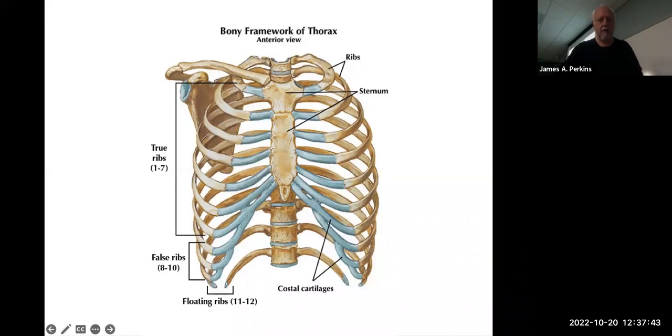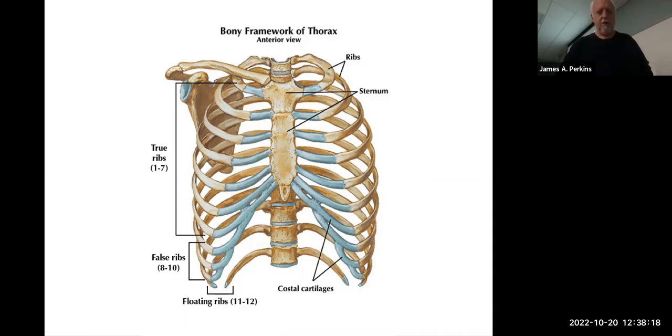So the 8th costal cartilage does not go all the way to the sternum. It stops when it joins the cartilage of 7. The same is true for the costal cartilages of ribs 9 and 10. The 9th costal cartilage comes up and joins cartilage number 8, and the costal cartilage of rib 10 comes up and joins the cartilage of 9. So the ribs themselves are identical to the true ribs. The only difference is that the costal cartilage does not connect directly to the sternum, and instead it just connects to the cartilage immediately above it.